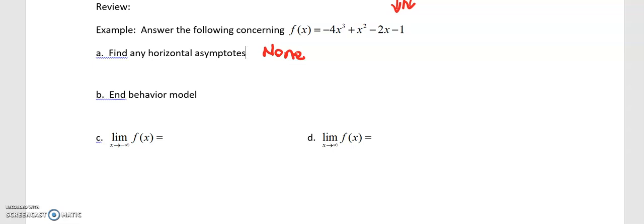We don't know exactly what negative 4x cubed plus x squared minus 2x minus 1 looks like, but we know what an x cubed or a negative x cubed looks like. When it comes to end behavior, all we're really interested in is what is happening as you approach positive or negative infinity. And so the end behavior model on this is y equals, and that reminds me of something.